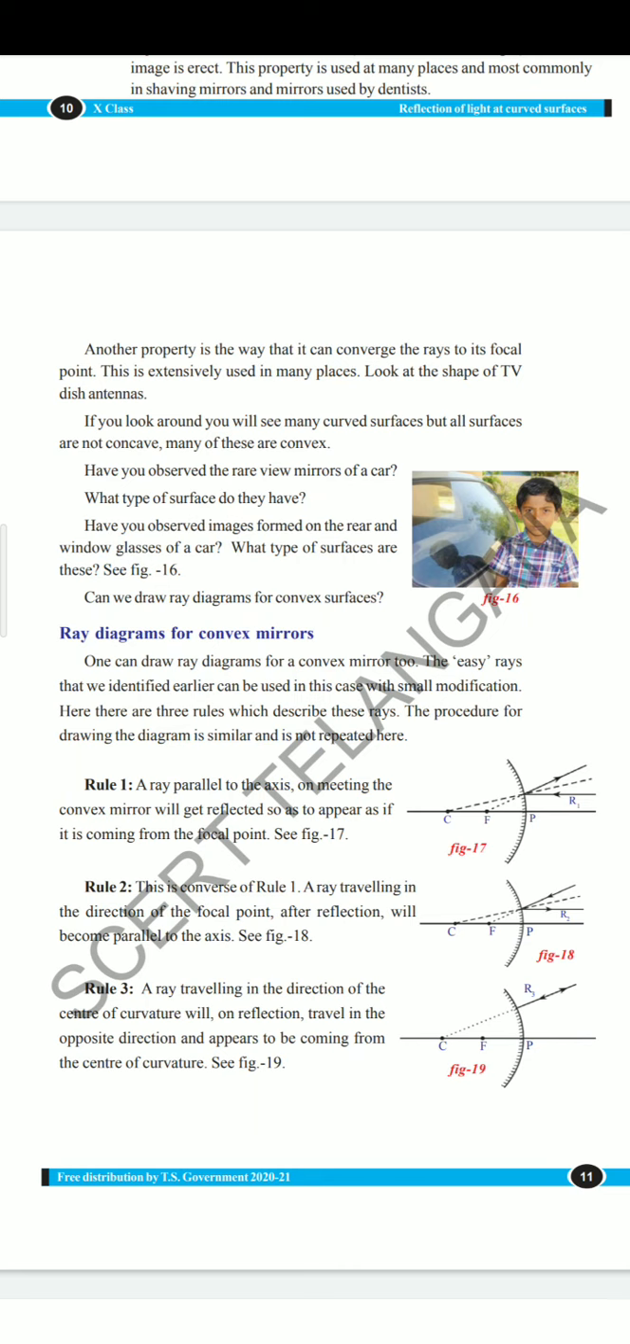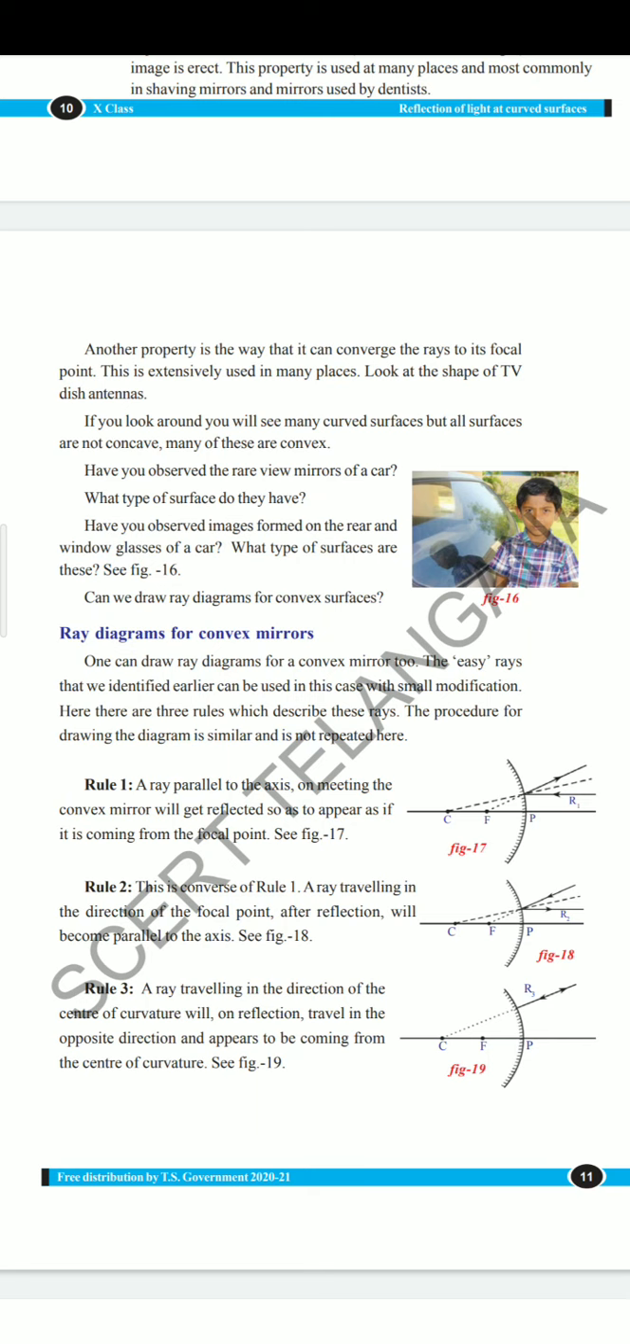If you look around, you will see many curved surfaces, but all surfaces are not concave. Many of these are convex. Have you observed the rear view mirror of a car? What type of surface do they have? Have you observed images formed on the rear window glasses of a car? What type of surfaces are these? See figure 16. Can we draw ray diagrams for convex surfaces?